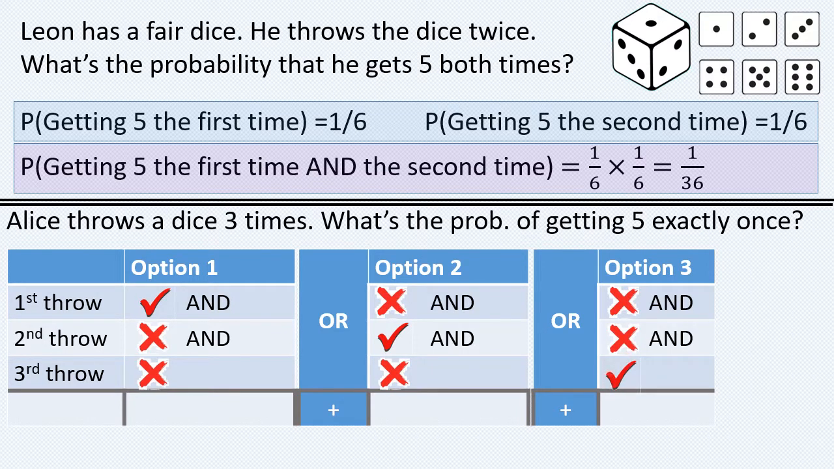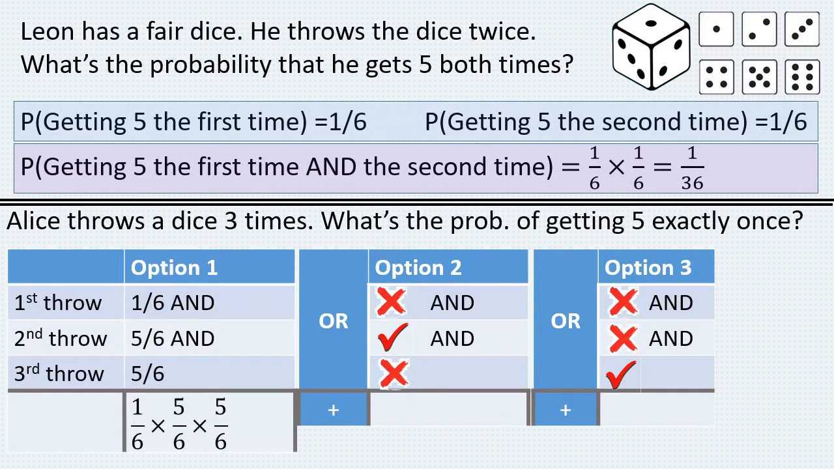Now, what does this mean in numbers? It means that with the first option we get a 5 on the first throw, and the probability of this is 1 out of 6. Now, the probability of not getting a 5 on the second throw is 5, because we can get any of the other remaining 5 faces. So the probability of not getting a 5 is 5 out of 6 on the second throw, and the probability of not getting a 5 on the third throw is also 5 out of 6.